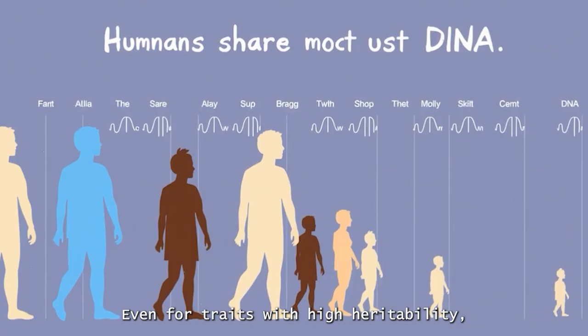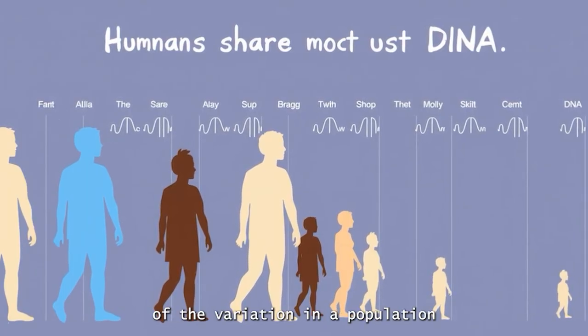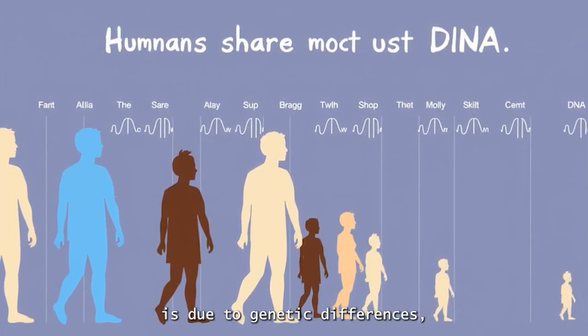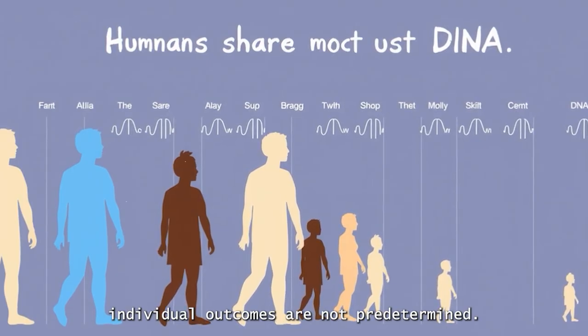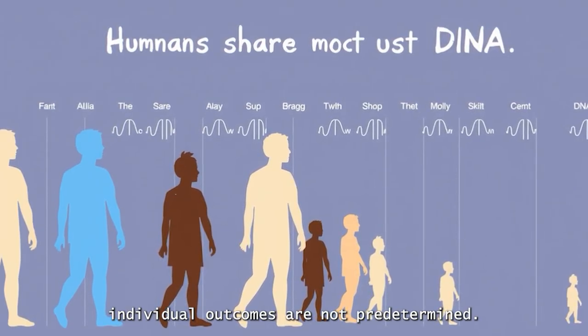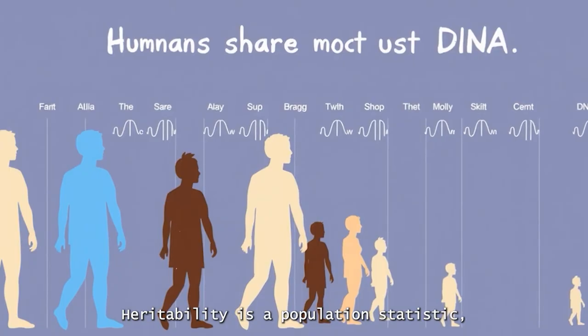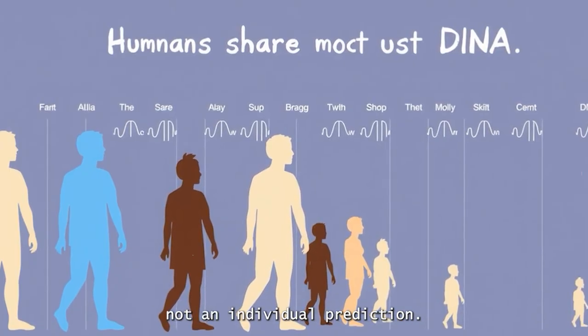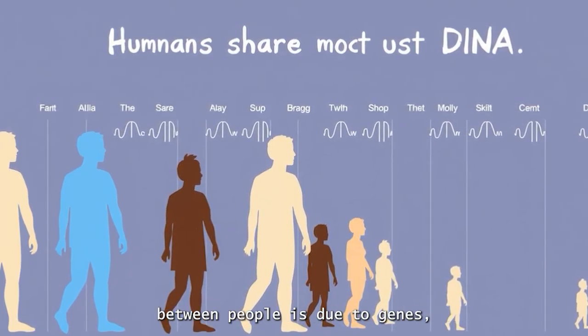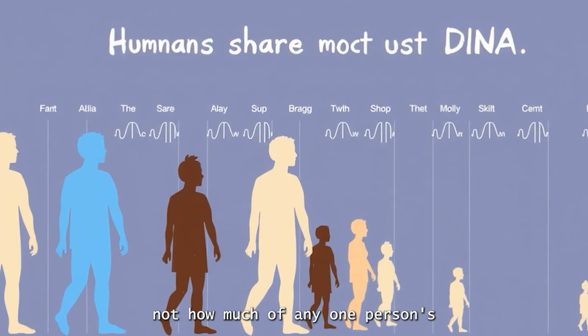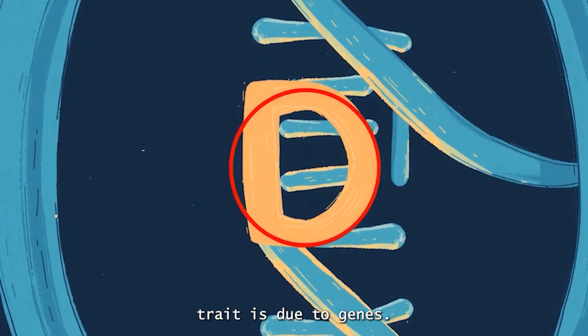Even for traits with high heritability, which means that much of the variation in a population is due to genetic differences, individual outcomes are not predetermined. Heritability is a population statistic, not an individual prediction. It tells you how much of the difference between people is due to genes, not how much of any one person's trait is due to genes.